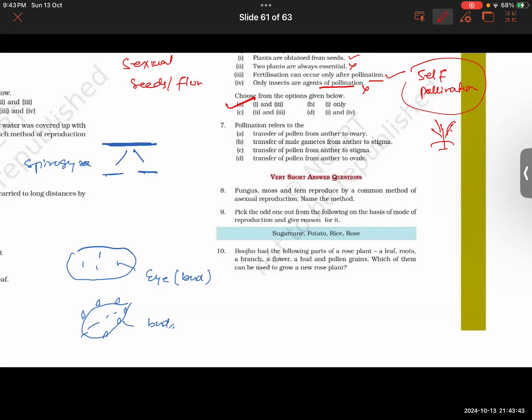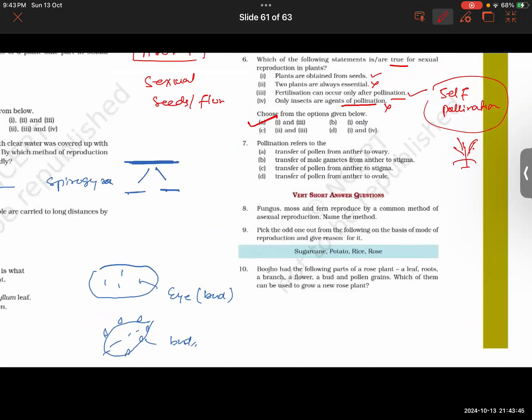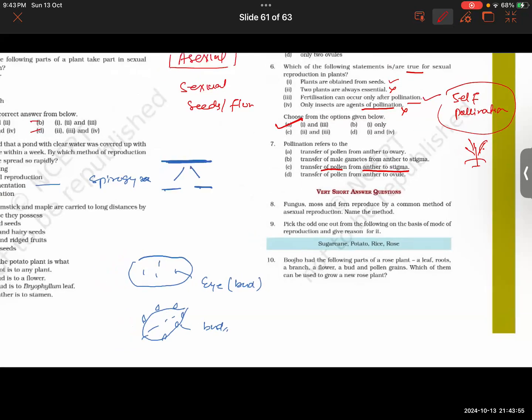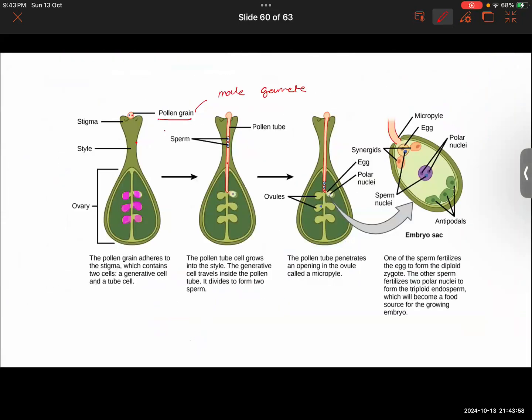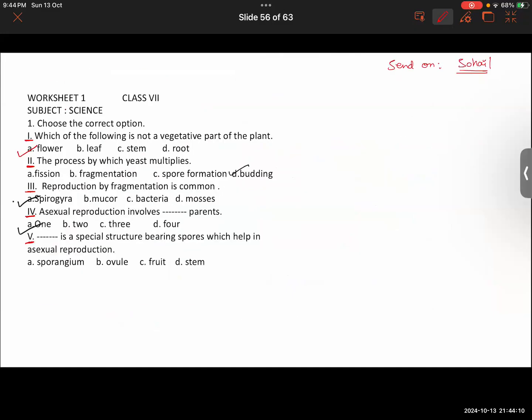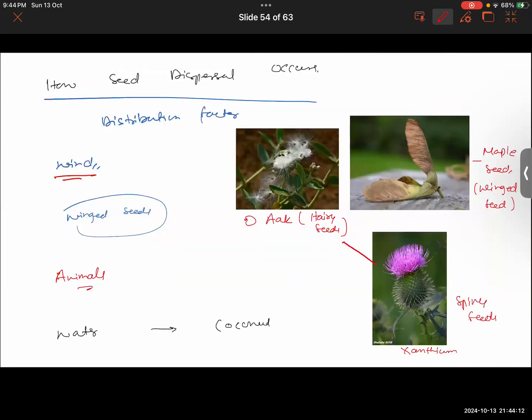Pollination, as per the definition we have learned, is the transfer of pollen from anther to the stigma. Saying that the transfer of male gamete from anther to stigma would not be very accurate, because the wind or the insect or whatever pollinating agents are there, they help in transferring the pollen grain from the anther of the flower. As we can see here, this anther of the flower.